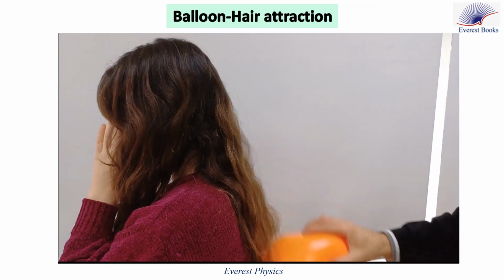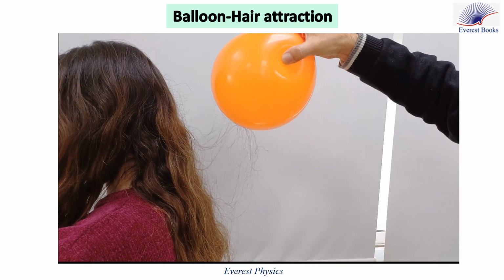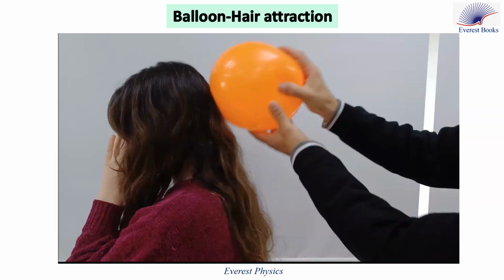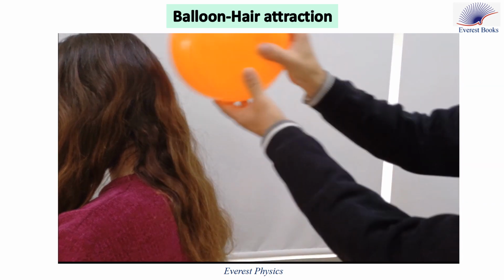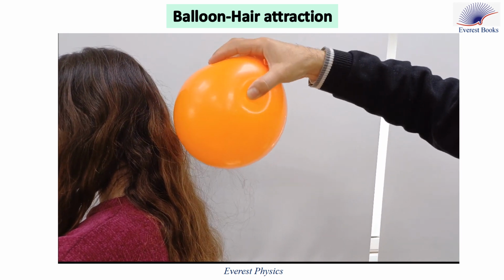When rubbed against hair, a balloon gains electrons, becoming negatively charged, while the hair loses electrons, becoming positively charged. Thus, when brought close, the hair is attracted to the balloon.